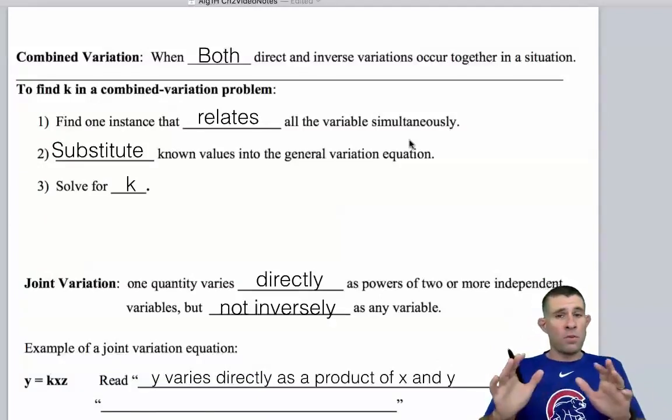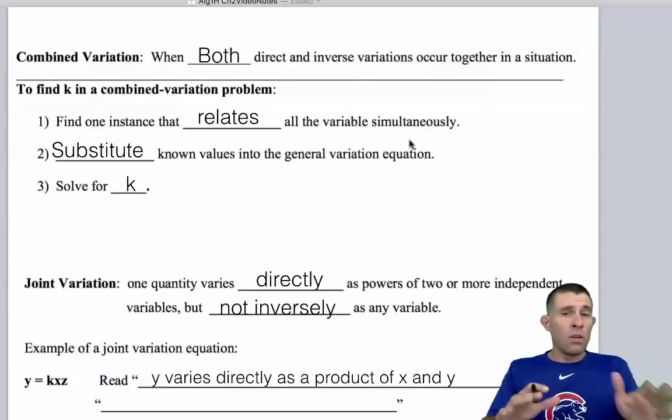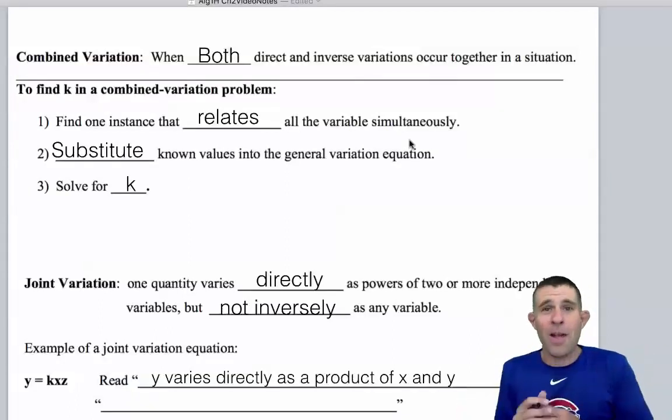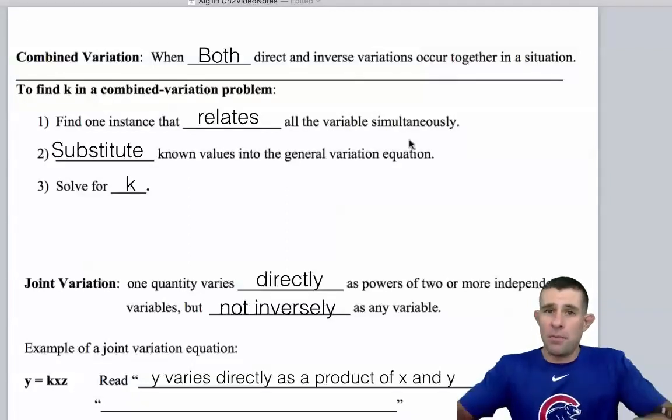Now, another type of variation we're going to talk about is joint variation. This is one in which a quantity is directly related to two or more independent variables. However, it's not inversely related at all. So let's take a look at a few examples.